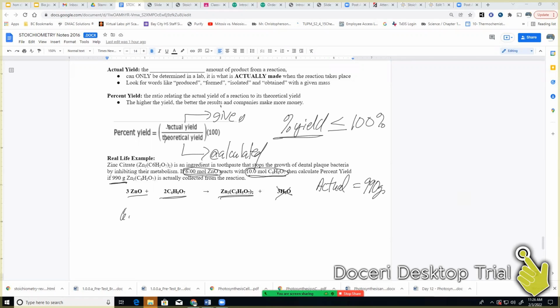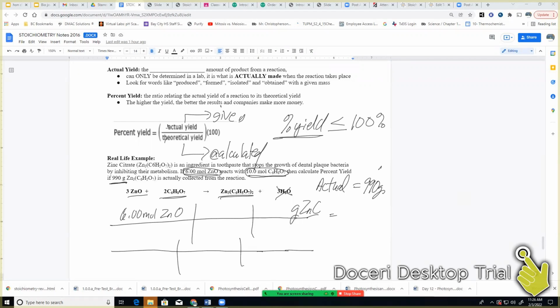So one of them is I have 6 moles of zinc oxide, and I need to get to grams of zinc citrate, because that's 990 grams of zinc citrate. So I need to be able to compare those. And then my other one, I'm still getting to grams of zinc citrate, and on this one, I have 10 moles of the hydrocarbon.